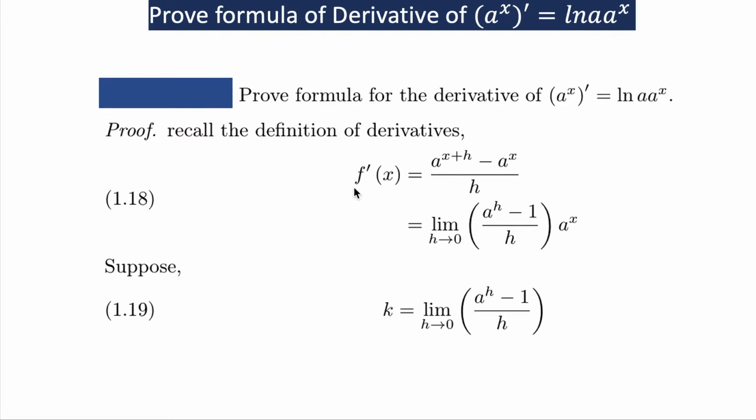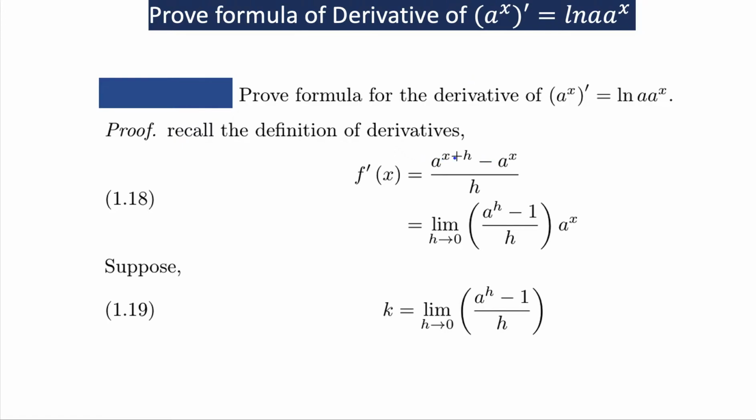The definition of the derivative states that the derivative of f of x is equal to a^(x+h) minus a^x, divided by h. That is equal to the limit as h goes to 0 of (a^h minus 1) divided by h, times a^x. But how did we come here? Let me give a small explanation.